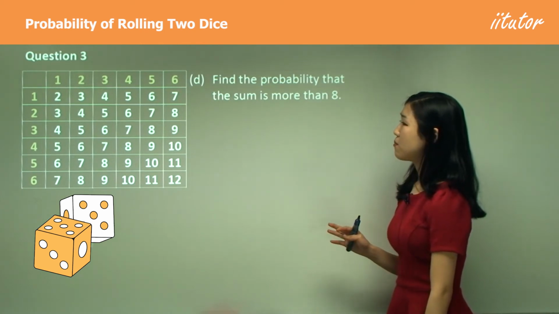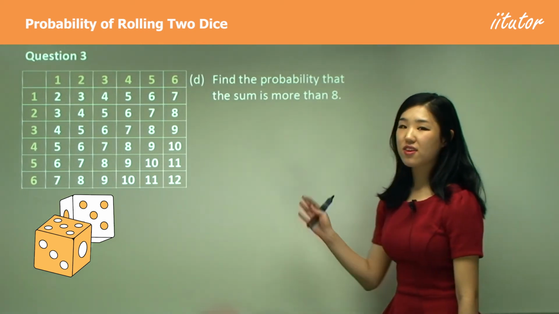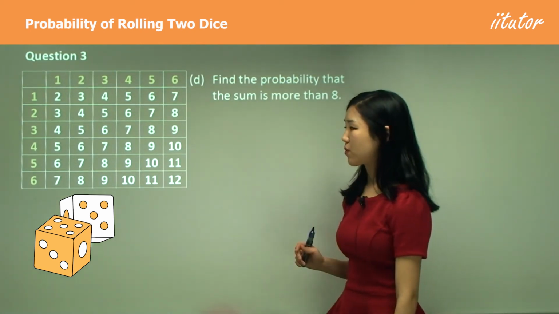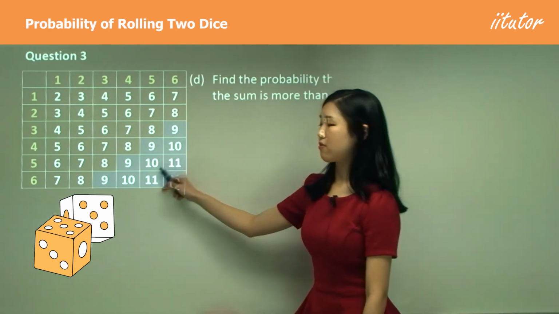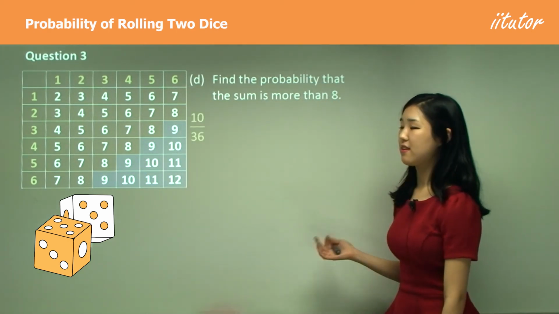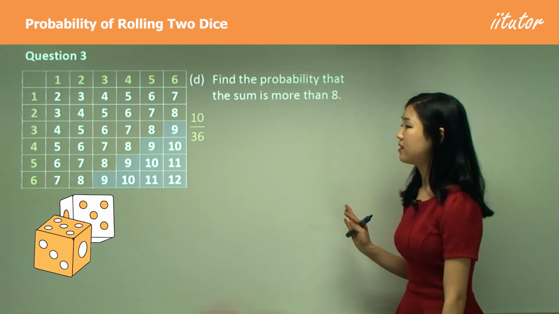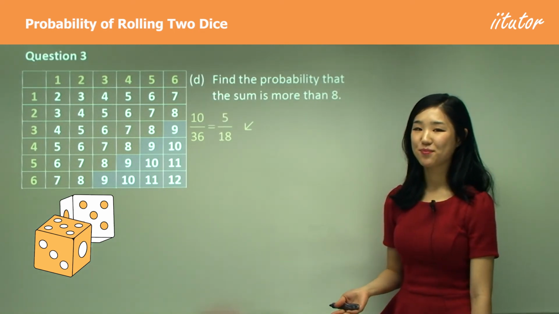Probability that the sum is more than 8. So it's the ones that I've excluded in the previous question. So all of these ones, starting from 9. So count them up, you get 10. So 10 out of 36, simplify it to 5 on 18.